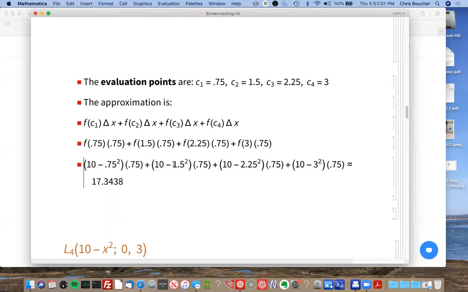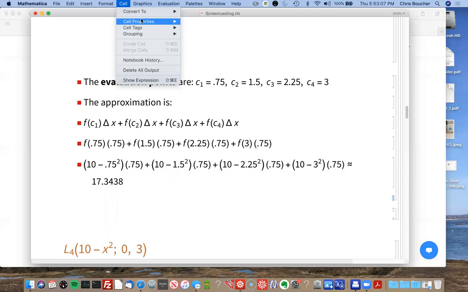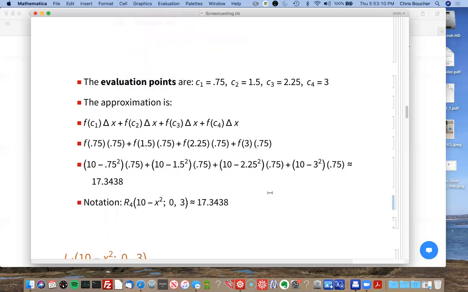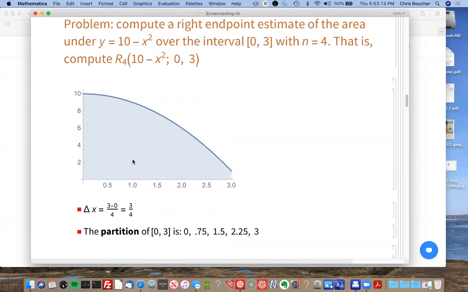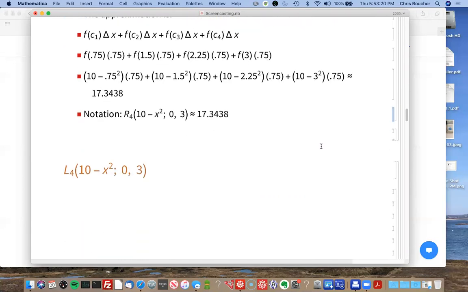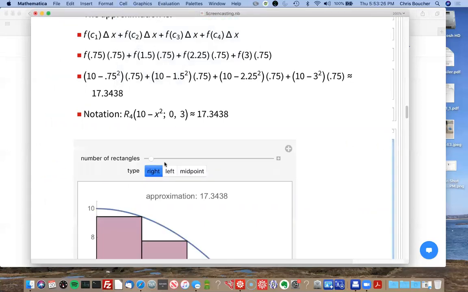And when I load this whole thing into a calculator, it comes out to be about 17.34 or so, right? So that is my estimate of the area. That is the value of R4. And this blue area, well, it's about 17.3, right? Not exactly, we're still just approximating here. Okay. Let's see what this cell has to offer us.